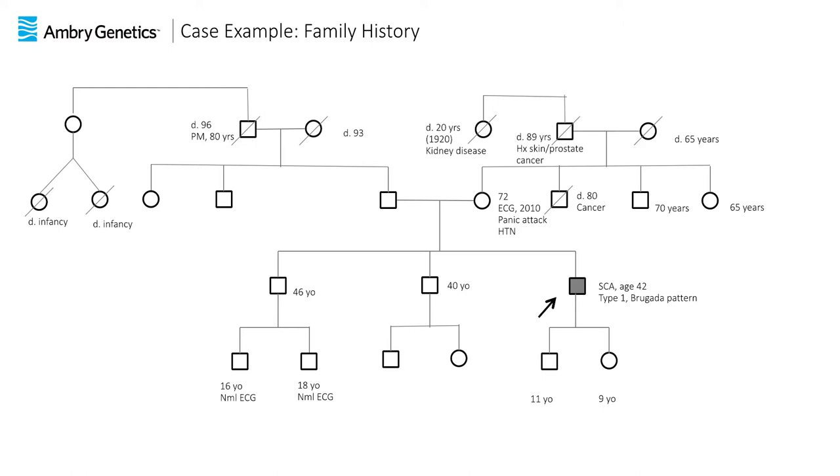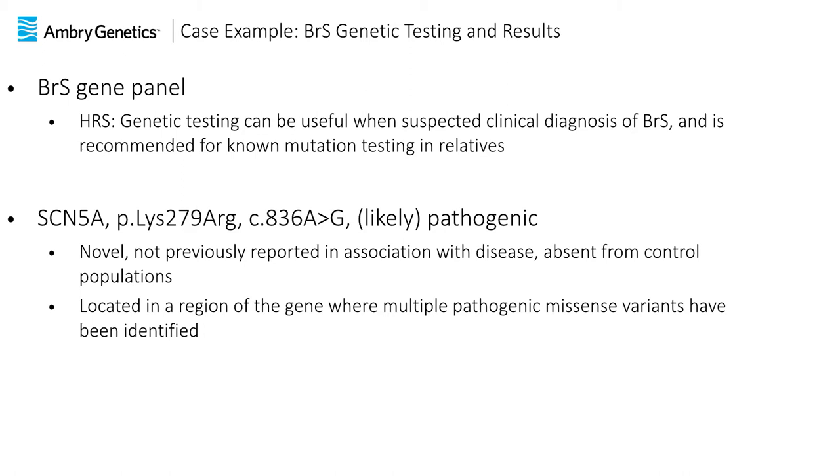And so his two nephews had been seen previously by a pediatric cardiologist and had normal resting EKGs and normal Brugada EKGs, so with the elevated lead placement. No evidence of a Brugada pattern, no history that was concerning in either of them. So we recommended a Brugada syndrome gene panel and facilitated this testing. I've included the guidelines here that suggest that genetic testing can be useful when a suspected clinical diagnosis of Brugada syndrome is made. And the guidelines do recommend known variant testing in relatives if a pathogenic variant is found in an affected individual.